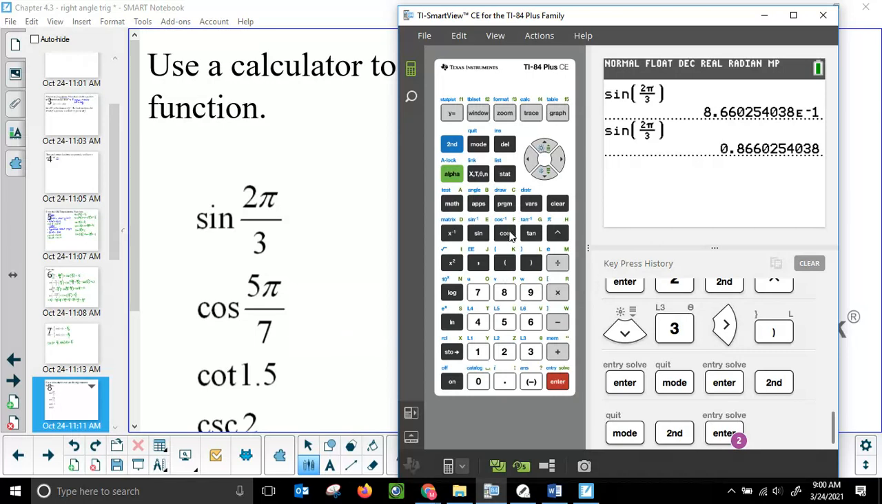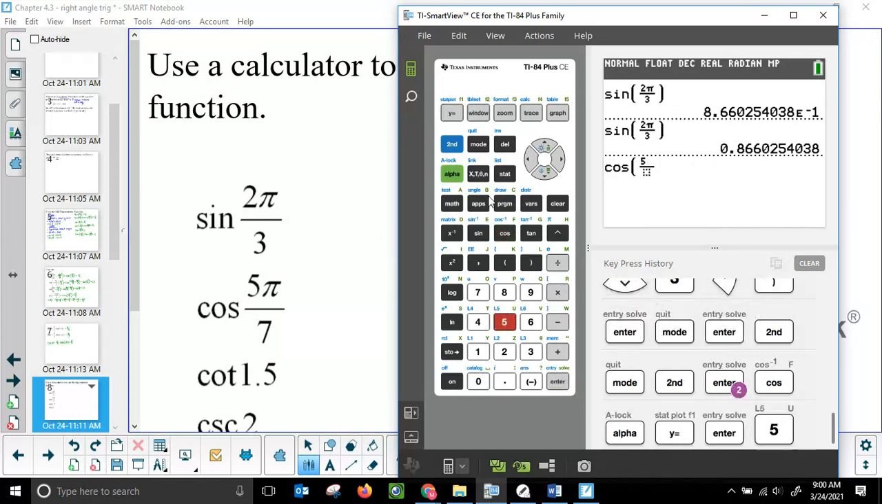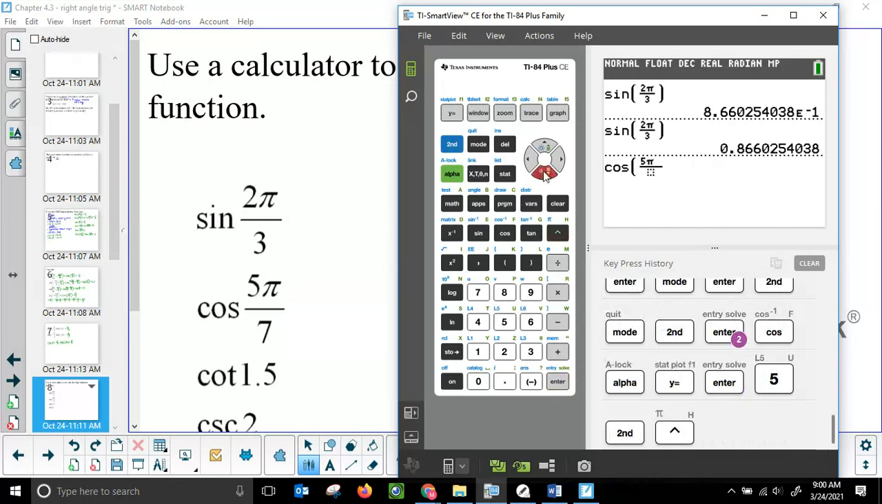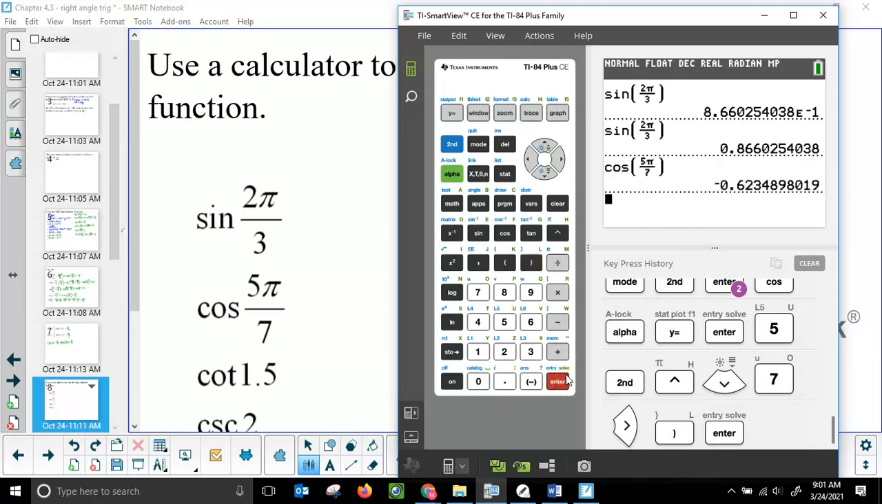Where's pi on the calculator? If you hit second in this little up arrow, this caret, you see that blue pi right above there. Thank you. So if we want to do cosine, we can do 5, bring up our pi over 7. This we would need a calculator for because 5 pi over 7 is not a value on my unit circle. So this would be negative 0.623.